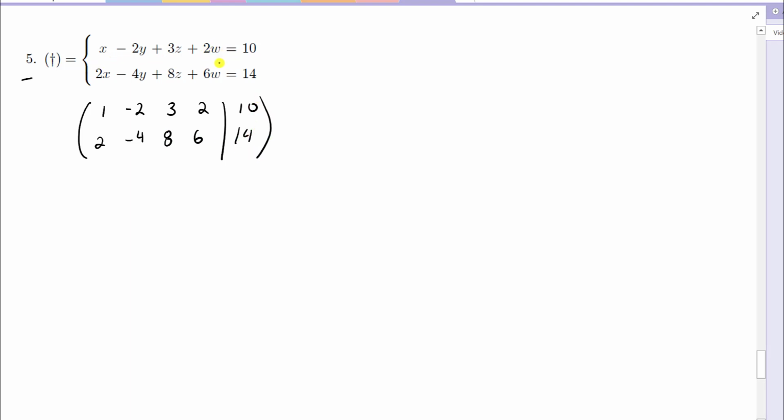I mentioned this in another video. I choose to put the W's as the last column. I don't do alphabetical order. Many books do it that way too, although not all. Okay, so we're now going to go ahead and run through the row reduction operation.